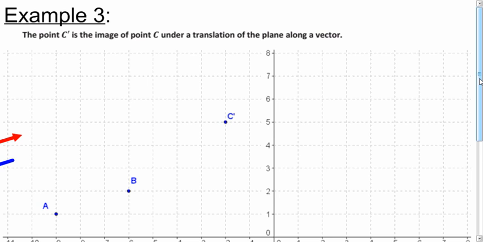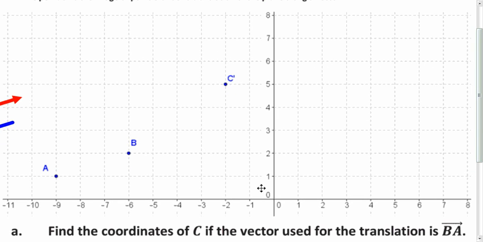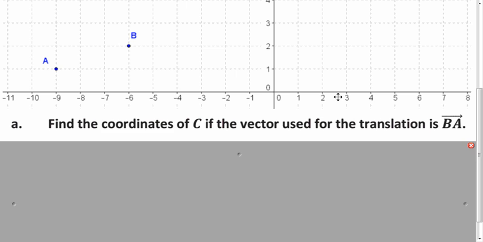And finally, we have a translation. Point C prime is the image under a translation. We want to figure out where the pre-image is. So we want to find the coordinates of C if we use the vector BA. So if we use vector BA, that means we start at point B and we're pointing to A. So our direction is down to the left. So if C prime is the image under that translation, what's the pre-image? It must be the point (1, 6).